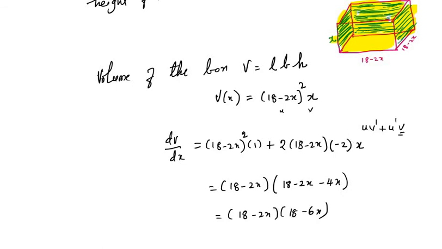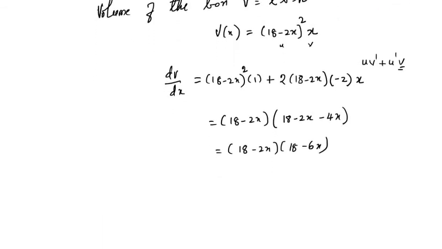Still, it can be simplified. How can you simplify this one? From 18 minus 2x and 18 minus 6x, from the first bracket I can take 2 common. From here, I can take 6 out. Therefore, 2 times 6 is 12, so totally 12 can be taken out. After taking 12 common, from here 9 minus x. Here, after taking 6, this becomes 3 minus x. Therefore, 12 into 9 minus x into 3 minus x. Understood?